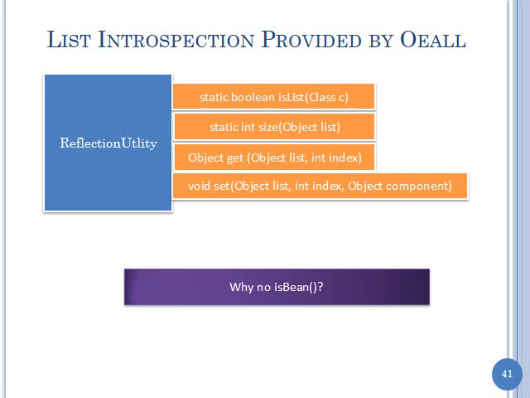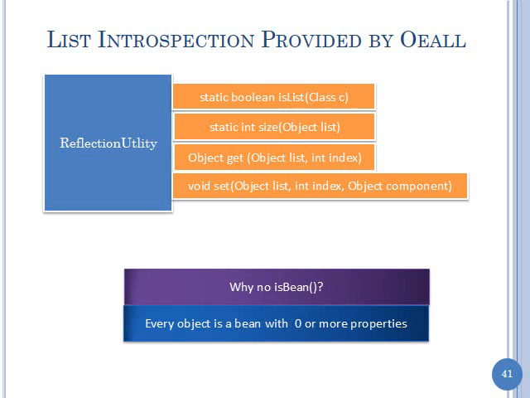Why no isBean? Because every object is a bean with 0 or more properties. So if it's not a list, it's a bean. I don't know whether I asked you guys to do generic tables or not. I don't think I did. Otherwise, I would have had something for tables also.